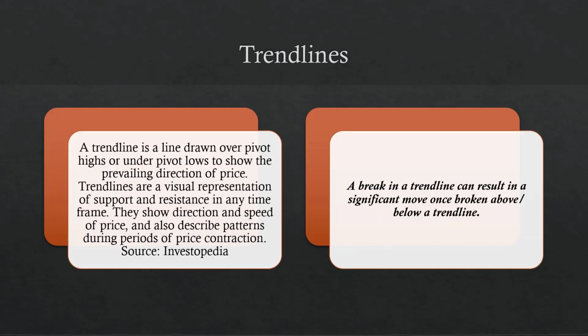And trend lines. So a trend line is a line drawn over pivot highs or under pivot lows to show the prevailing direction of price. Trend lines are a visual representation of support and resistance at any time frame. They show direction and speed of price, and also describe patterns during periods of price contraction, also known as consolidation. A break in a trend line can result in a significant move once it is broken, and I have a few examples of that. So trend lines are significant. They are support and resistance, but they don't really pertain to price. They more pertain to pattern.